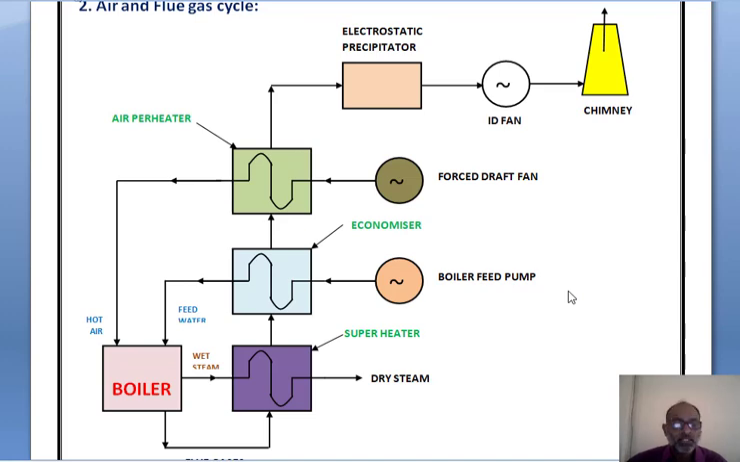Air and flue gas cycle. So flue gases are produced in the boiler due to the coal burnt in the boiler furnace. Flue gases are mainly used in the boiler to convert water into steam. Now flue gases still have some useful energy in them.